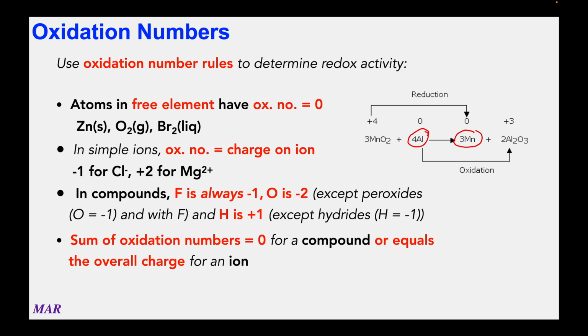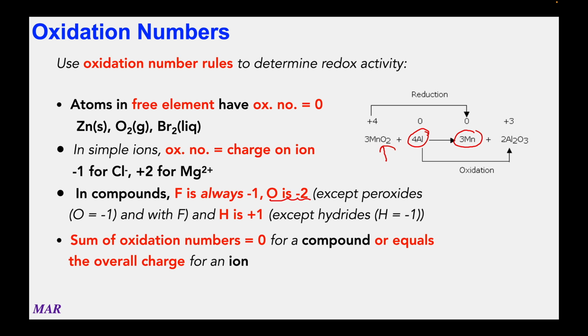And in MnO2 and Al2O3, you have oxygen, and oxygen is usually -2. So in MnO2, if oxygen's usually -2 and there are two of them, that's -4. And the manganese is going to have to balance out that -4 with its own +4 because MnO2 is neutral. So that's why the Mn is +4.